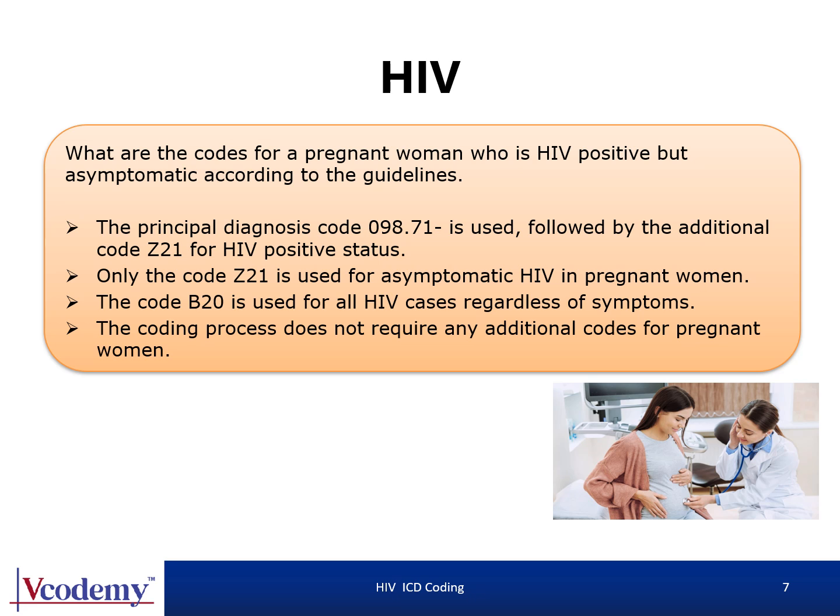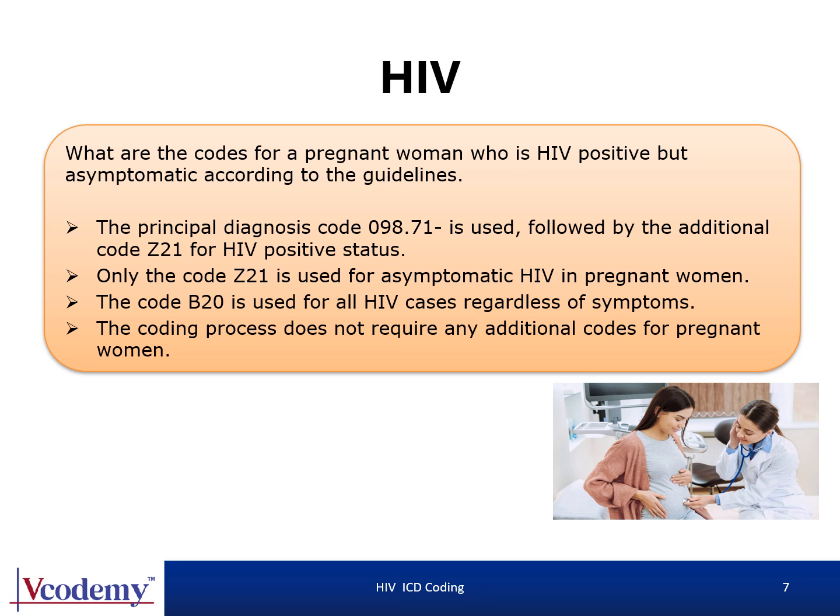So what are the codes for a pregnant patient who is HIV positive but asymptomatic according to the guidelines? The principal diagnosis code will be O98.71, and of course you have to refer to the tabular list, the O98 category, to complete the code. This is not a complete code, that is why the hyphen has been placed there.